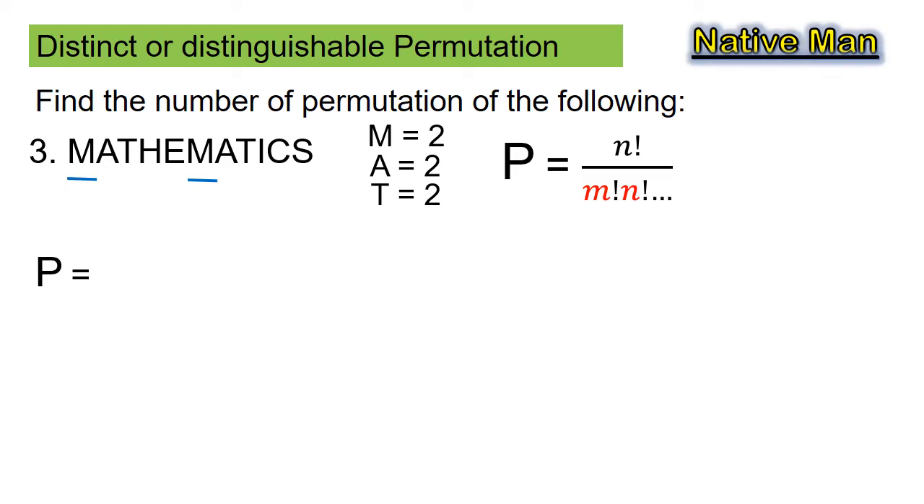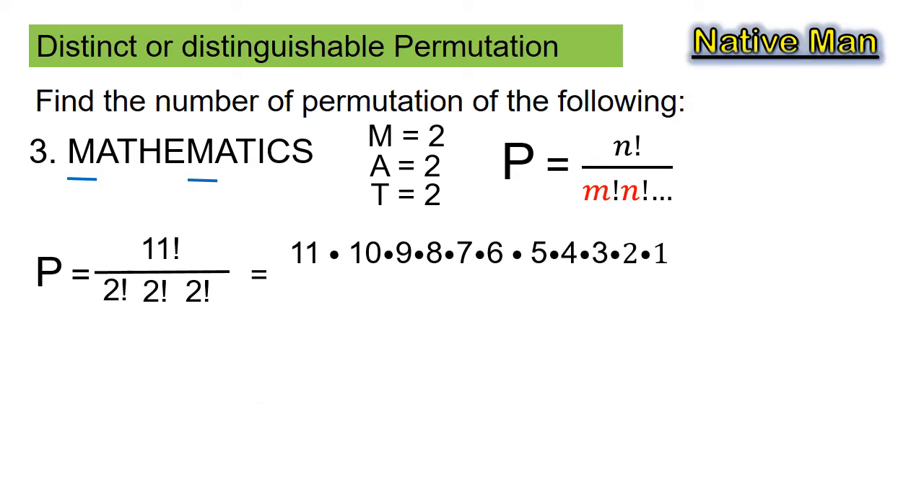Okay? So, P is equal to, how many letters are there in the word mathematics? 2, 4, 6, 8, 10, 11. So, 11 factorial over, yung M is 2, so 2 factorial. Yung A is 2, so 2 factorial. Yung T is 2, so 2 factorial. Okay? Simplify po natin. So, 11 factorial is equal to 11 times 10 times 9 times 8 times 7, 6, 5, 4, 3, 2, 1. All over, yung 2 factorial is 2 times 1. Another 2 factorial, 2 times 1. And the last 2 factorial is 2 times 1.